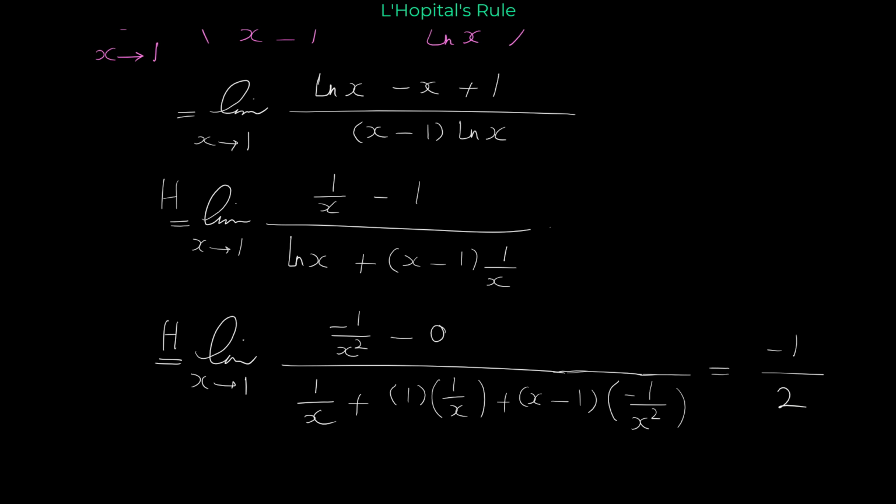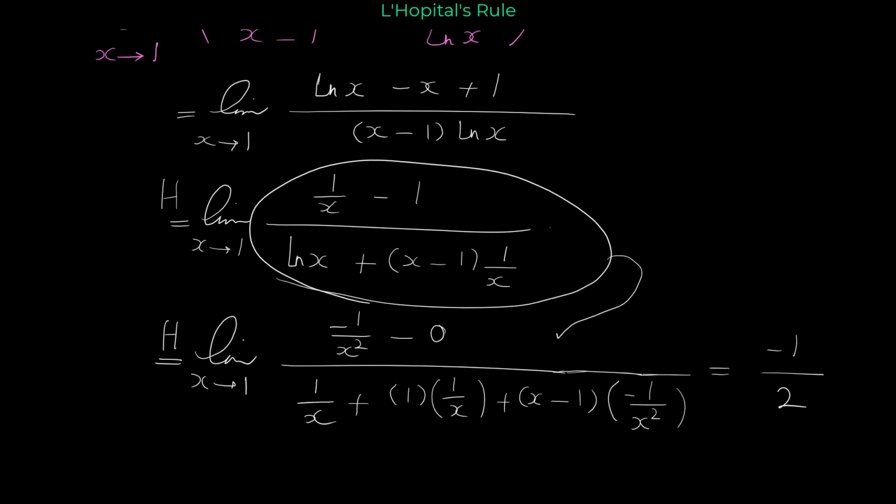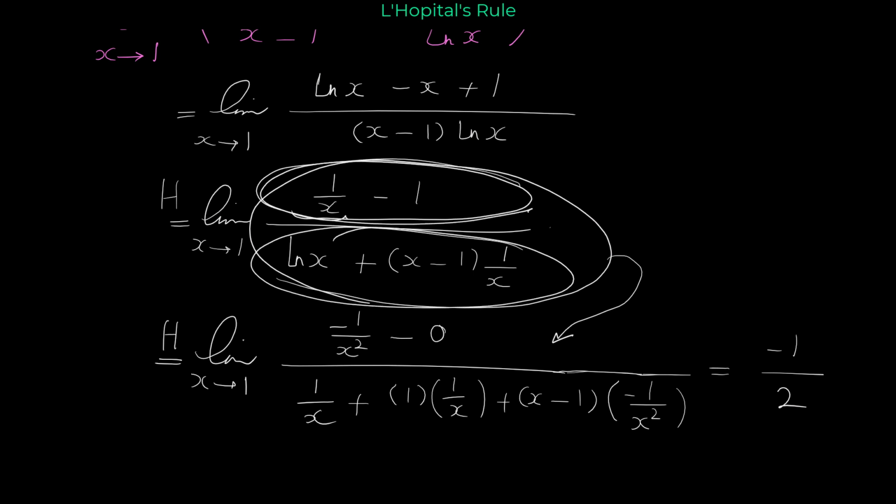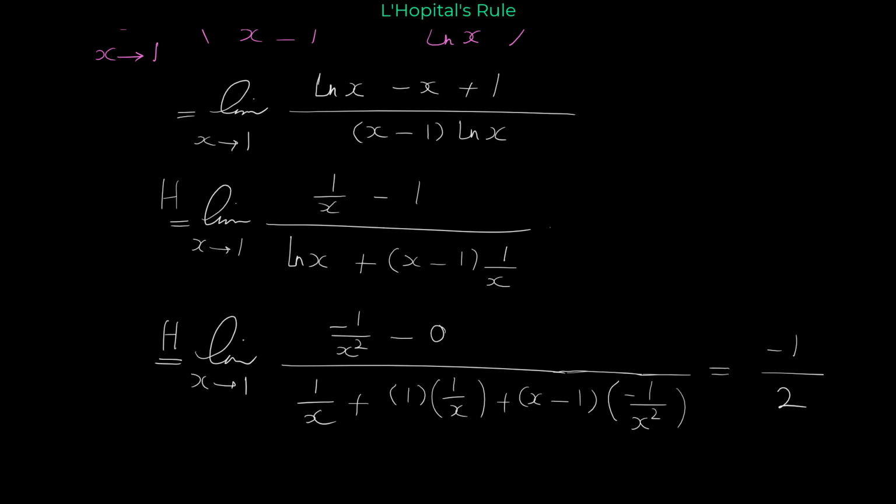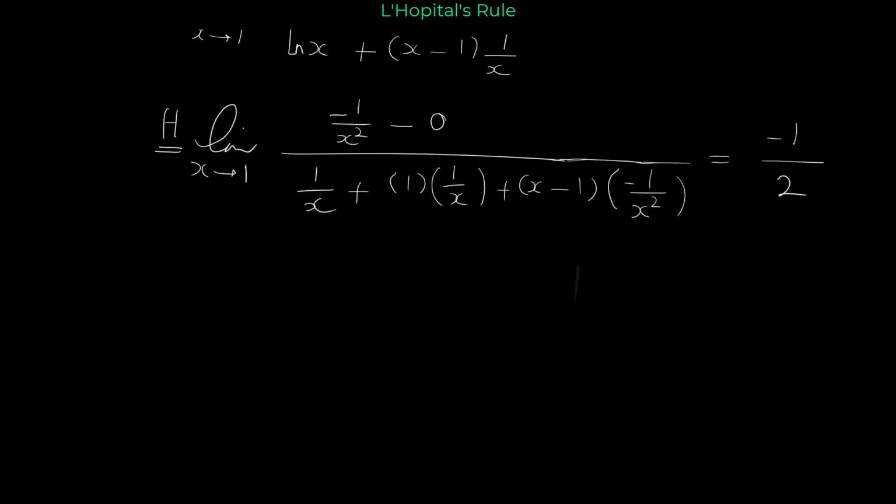Before I show you the next example, let me tell you something about here. If you want to make finding the derivative of the numerator and denominator simpler, maybe it's not a bad idea to multiply the numerator and denominator of this fraction by x to get rid of the fractions and then apply L'Hopital's rule. But I prefer this method, so I applied L'Hopital's rule right away without simplifying that expression.